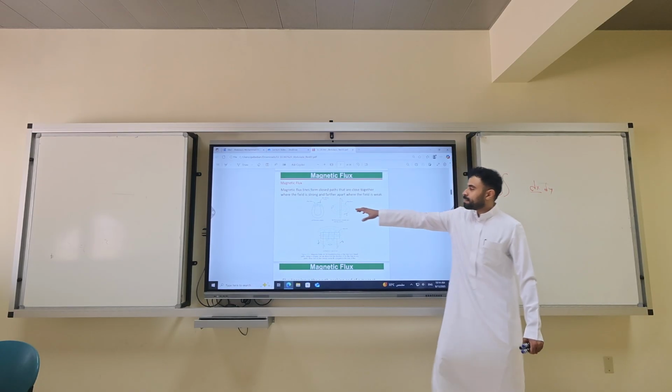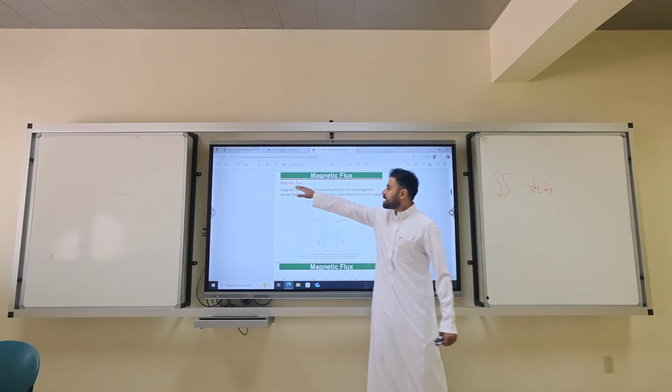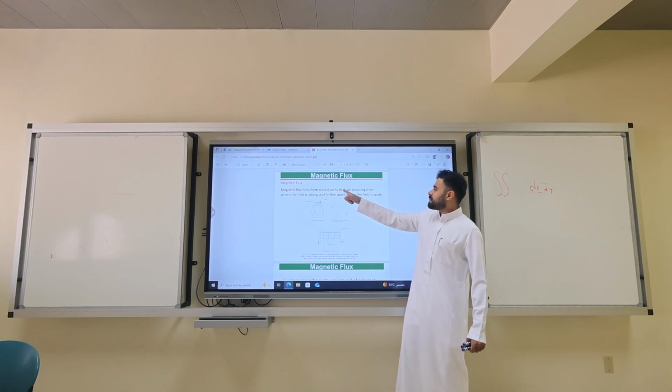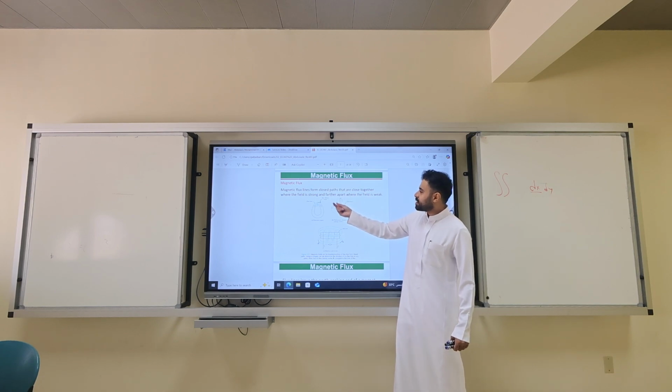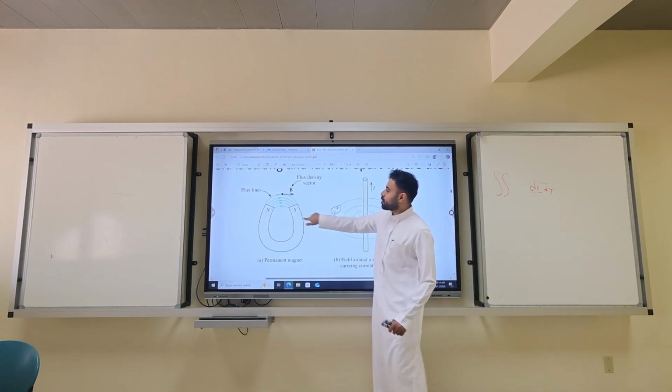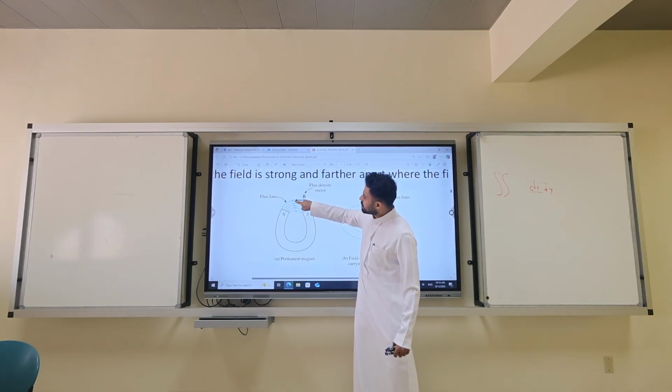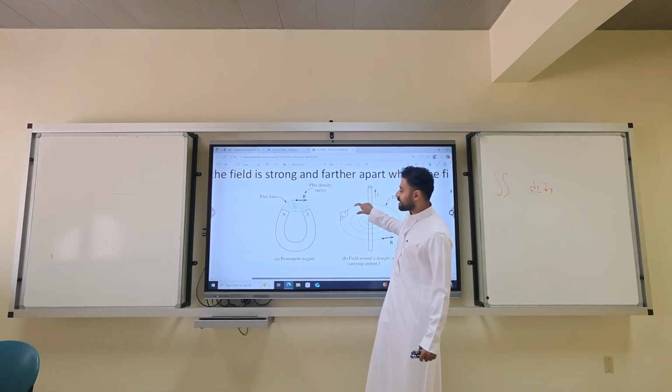What is magnetic flux? Magnetic flux lines are the lines that form a closed path next to each other. If the lines are close, magnetic flux is high. If the lines are more spaced, magnetic flux is smaller.